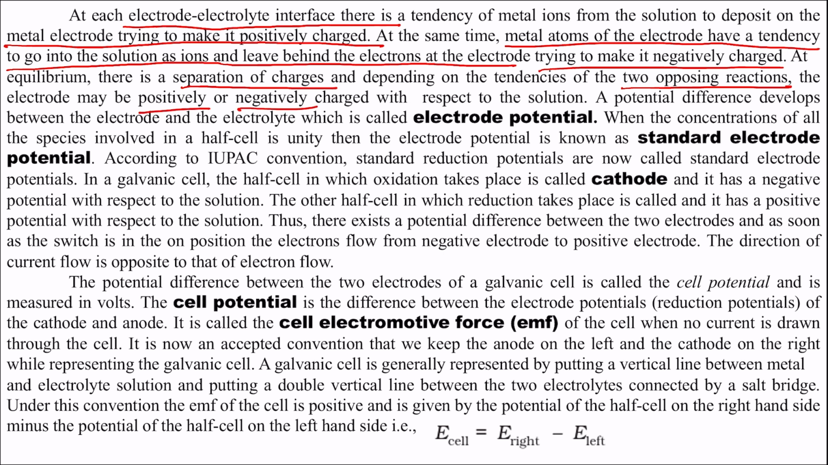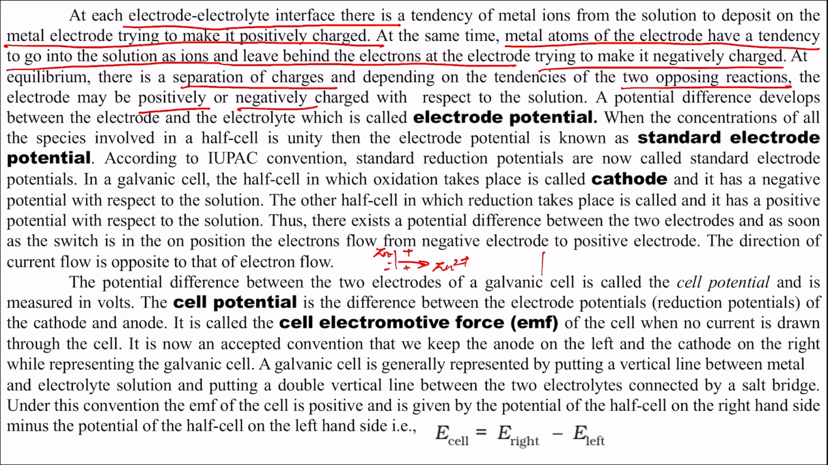What happens when zinc from the zinc electrode goes into the solution as Zn2+ ions? Then the solution is positively charged, but the zinc electrode is negatively charged.